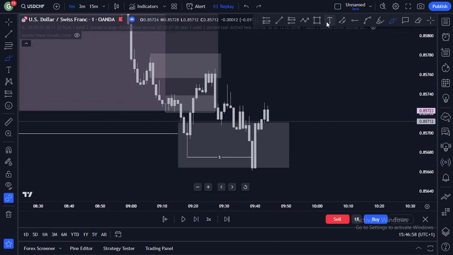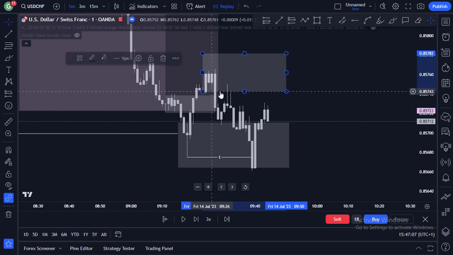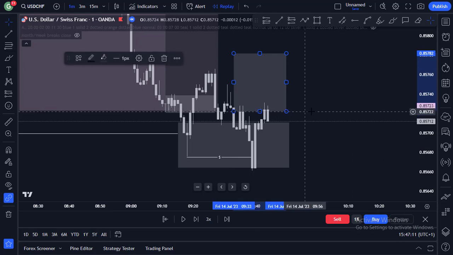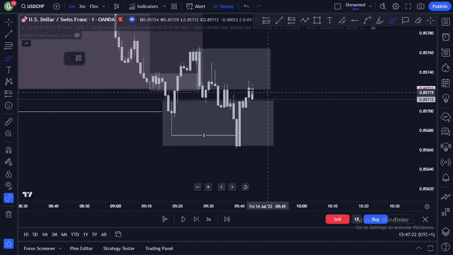All right, so we're going to be looking for what price is going to do on this leg. So here we have a supply that has been mitigated already. And we have another supply right here just above this candle. So this is another supply. So what are we waiting for now? We can see the price is already reacting here.